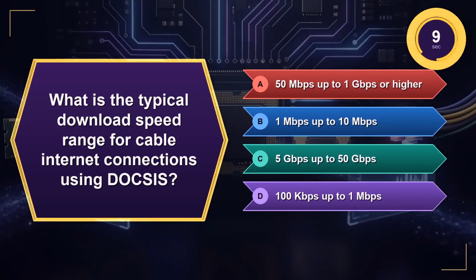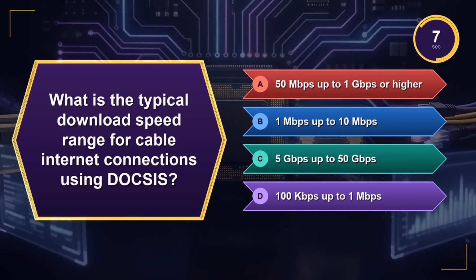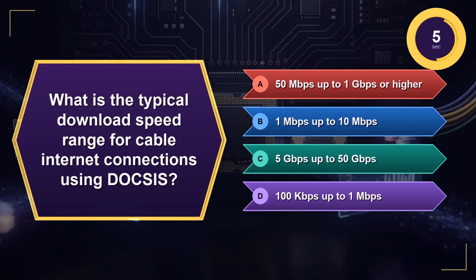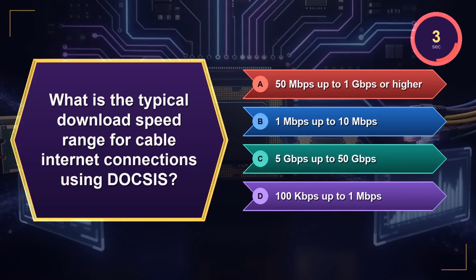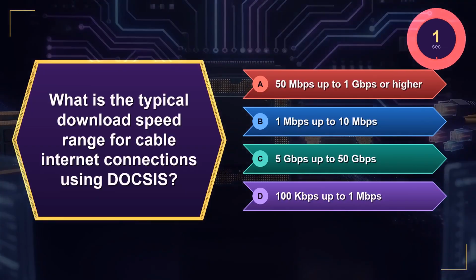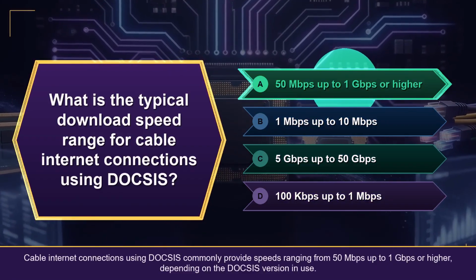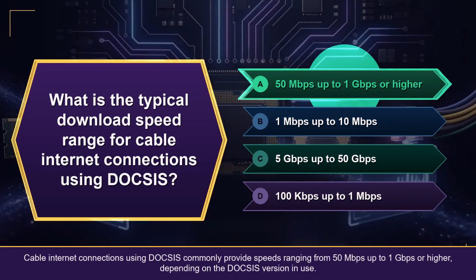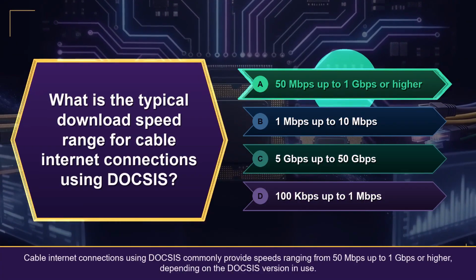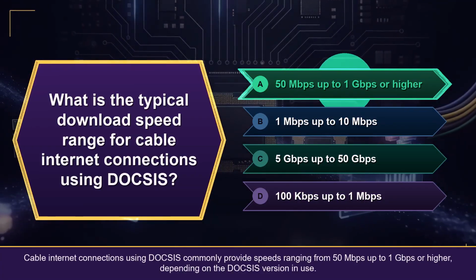What is the typical download speed range for cable internet connections using DOCSIS? Cable internet connections using DOCSIS commonly provide speeds ranging from 50 megabits per second up to 1 gigabit per second or higher, depending on the DOCSIS version in use.